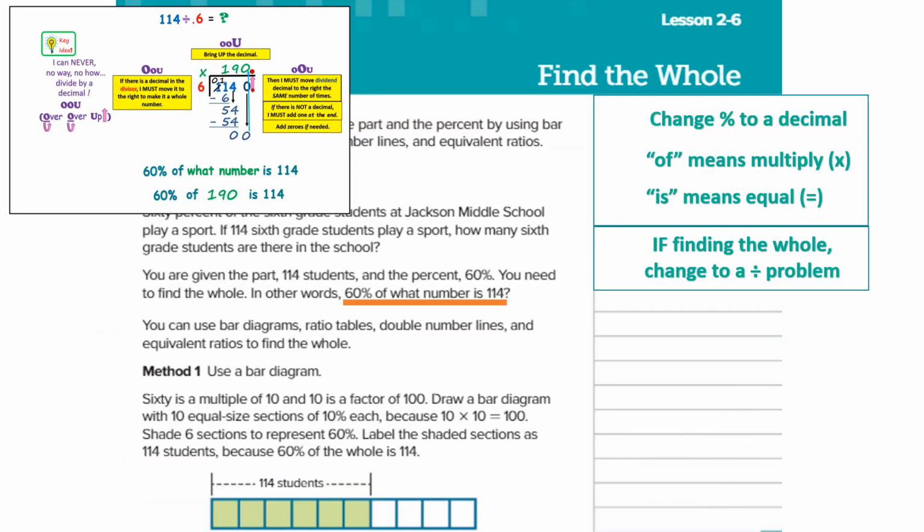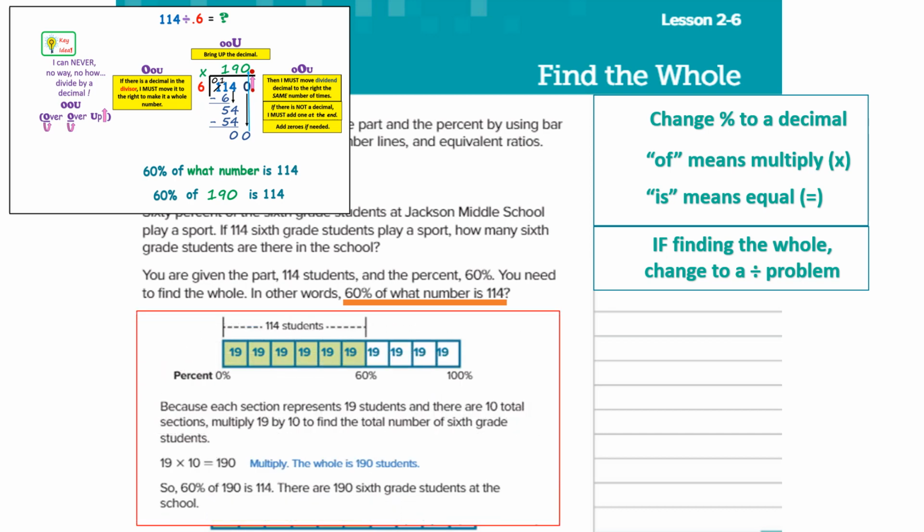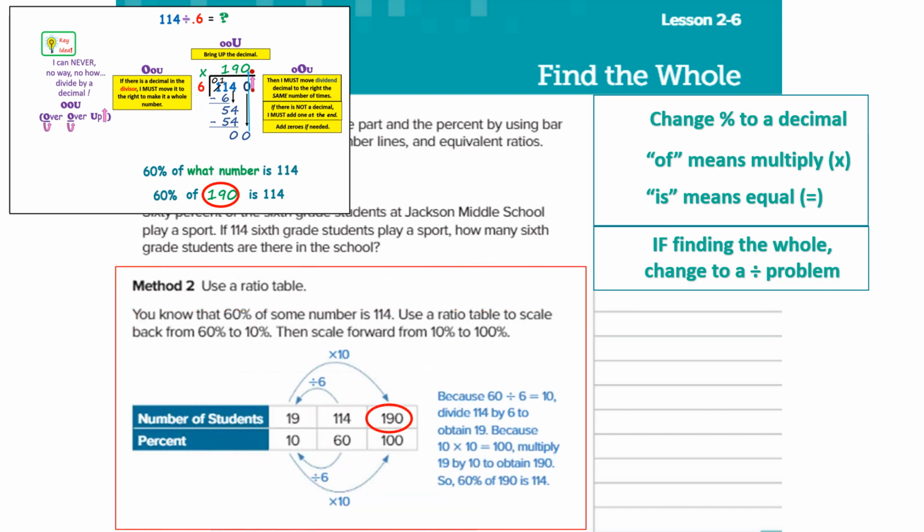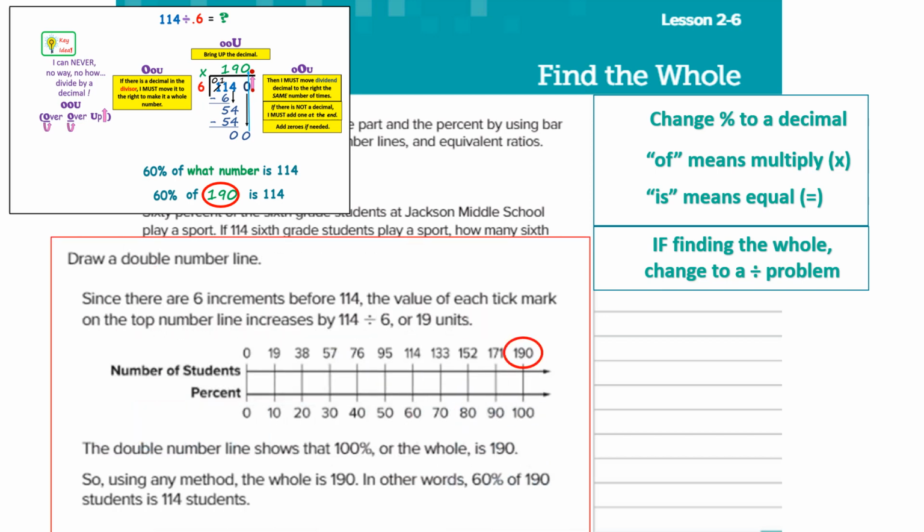Now, when it comes to the book, it says that 60% of what number is 114. They're like, well, you can try it this way, or you can try it this way. They show you using a bar diagram, which is a lot of boxes to end up drawing and figuring out what the answer is. If you end up with really big numbers, then it becomes even more difficult to draw all of those boxes. They'll talk about, hey, if you want, you could always use the double bar graph, or you can use equivalent ratio tables. So they give you several different examples, noticing that we get the same answer every single time.